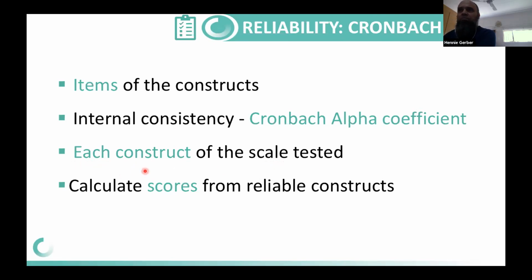And then what's very important, these constructs here, that's valid and reliable, we will calculate scores from it, and that will become the variables in our hypothesis, testing our hypothesis. So if it's not reliable, the constructs or the items, we cannot calculate a variable score to do the statistical analysis.